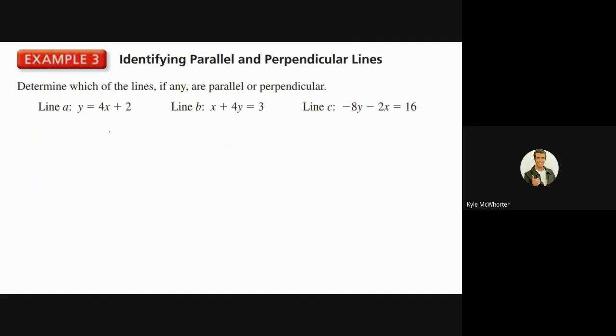So for the first one, line A, this is in slope-intercept form. So we can see the slope right here, m equals 4. Line B, we need to put that into slope-intercept form. So we just need to get the y by itself. So subtract x from both sides. And then we would have 4y equals -x plus 3. Then divide by 4 to get y by itself. So divide everybody by 4.